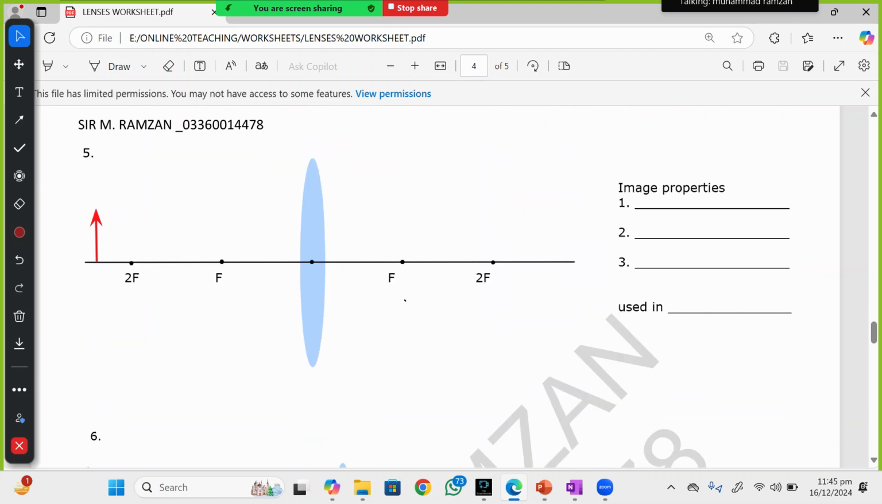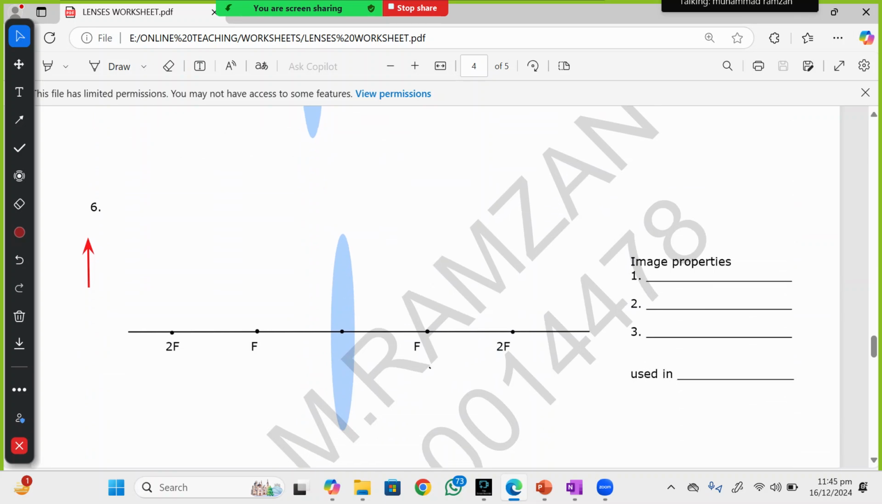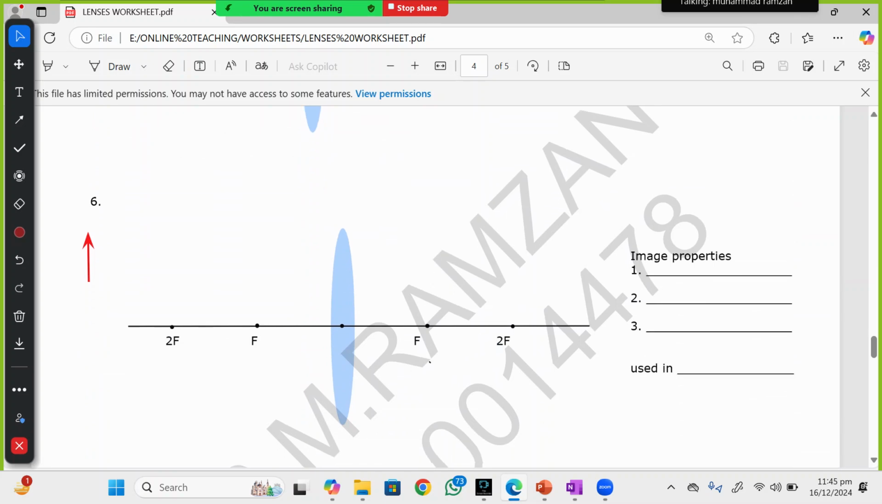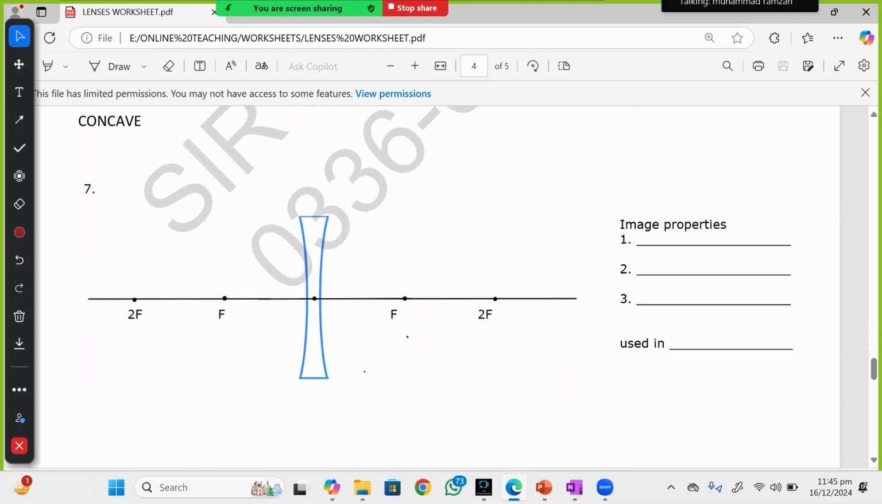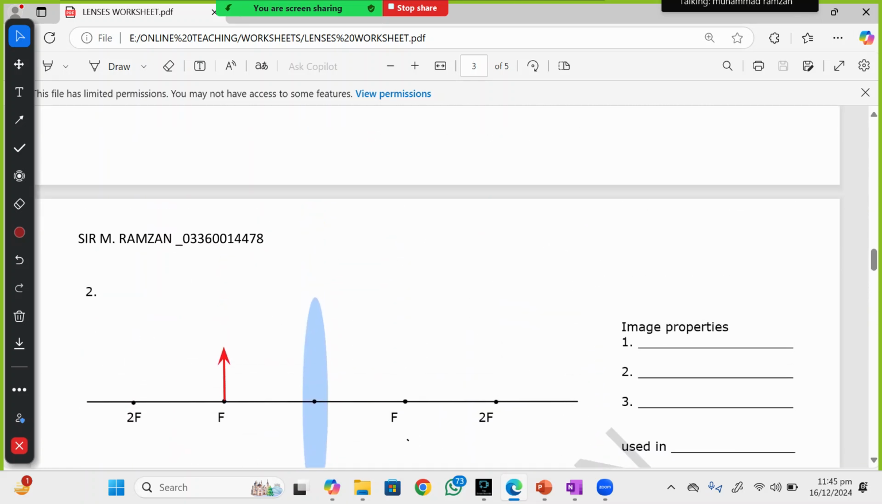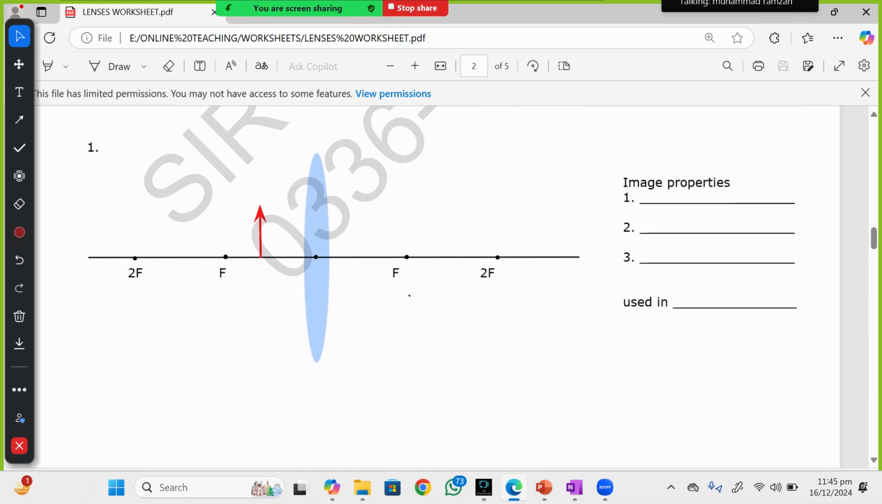At fifth, it is beyond 2f. And at sixth, it is somewhere at infinity. And the seventh one is basically the concave one. So let's start discussing from case number one.